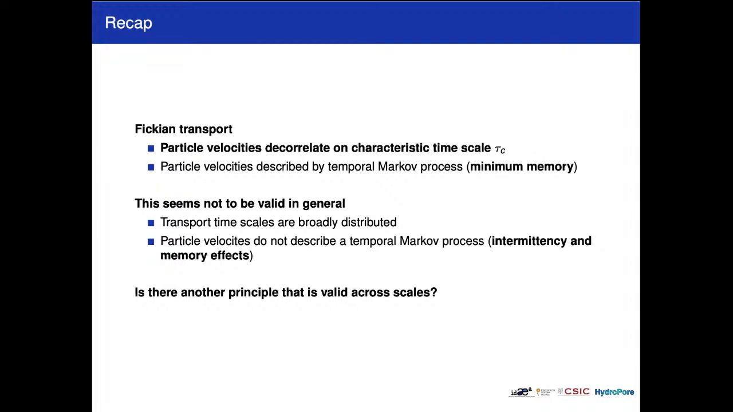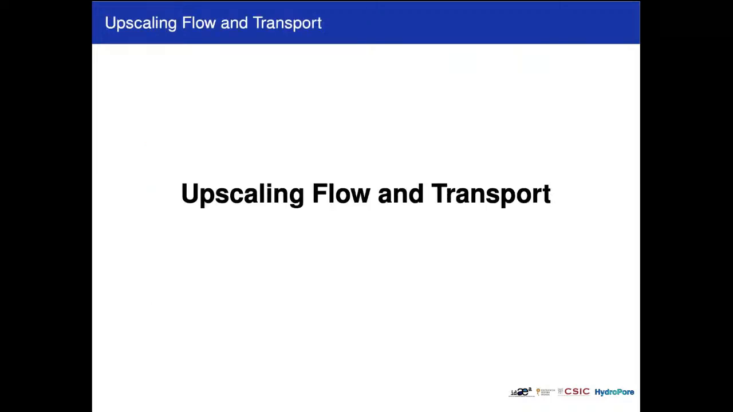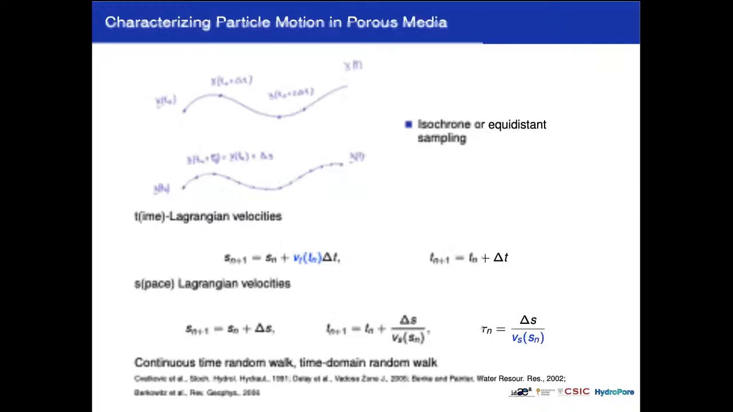Again, remember, Fickian transport requires that we have scale separation, so that observation times are much larger than a characteristic correlation time scale. But this seems not to be valid in general, because what we have seen now is that transport timescales seem to be very broadly distributed, and this means on relevant observation times we cannot use a Markov process, because the processes do not decorrelate on the timescales that we are interested in. Now the question that we have is: is there another principle that we can use or that is valid across scales, like this Fickian paradigm? So now we come to our upscaling concept.